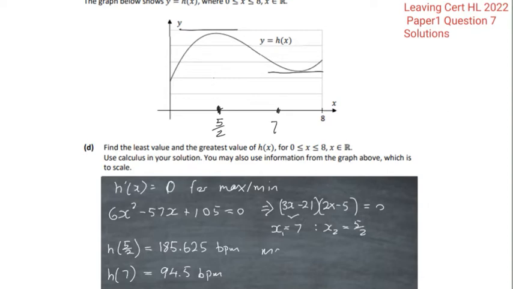So the max point is 5/2, 185.625, and the min is 7, and the y coordinate part of the coordinate is 94.5. So they are the least and the greatest values. Okay, so the greatest is 185.625 and you don't really need to put it into the actual coordinates, but it helps to clarify everything.